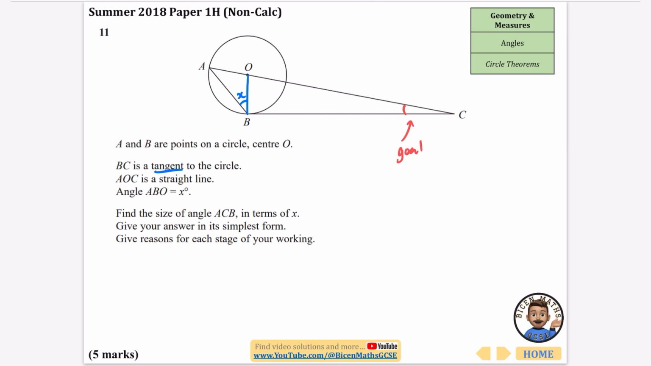So there's a couple of different things that we should notice. First of all, I think we can find out what that angle there is, which is angle OBC equals 90 degrees, and that is because it is a tangent and a radius.